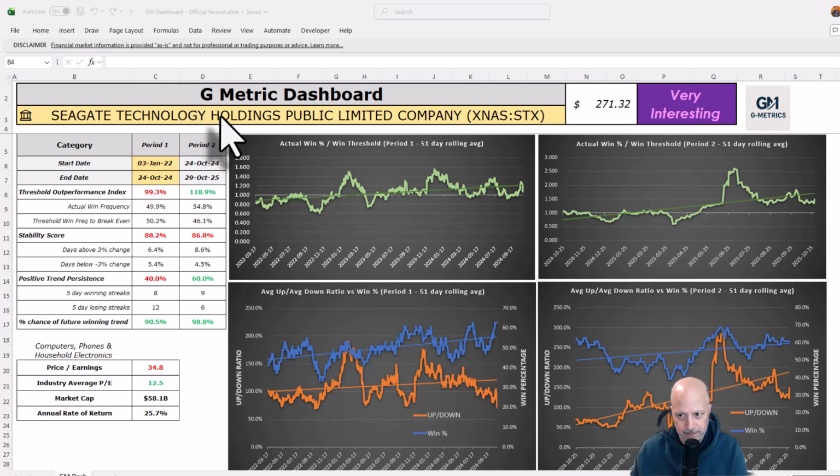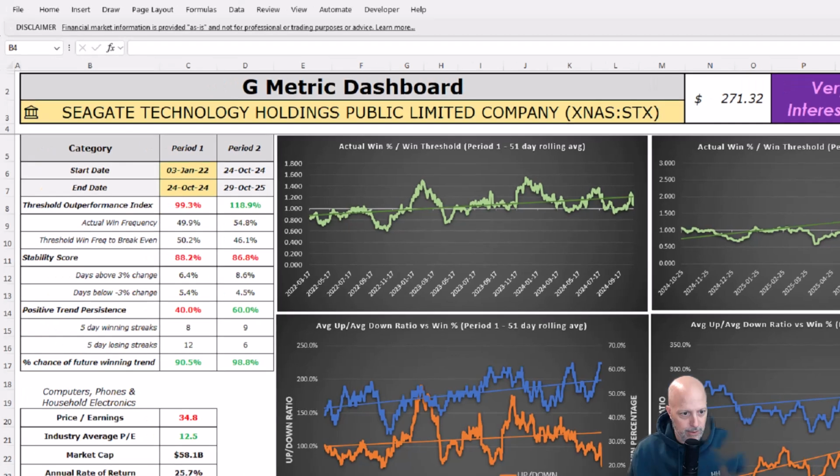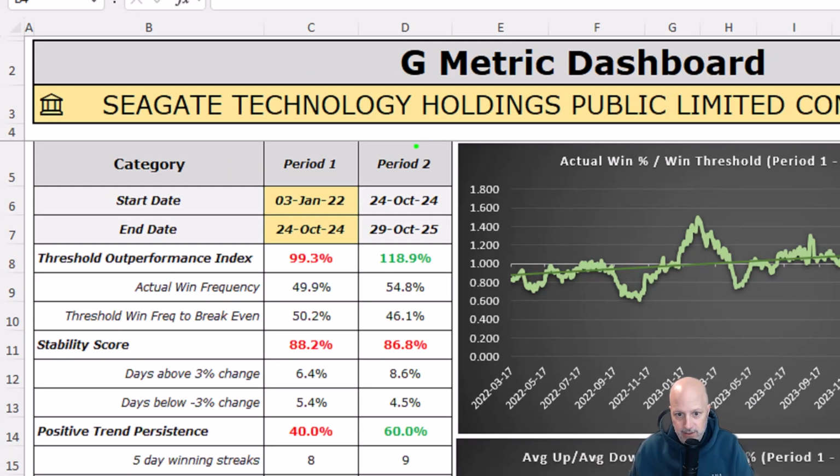All right, so let's zoom in here now and see what's going on. Like you'll see in my first video, which I put a link to in the description below, which describes this tool in greater detail and what each of these metrics mean. We're going to look at the same stock over two periods, and see how that stock is comparing over those two periods, if it's improving or if it's getting worse.